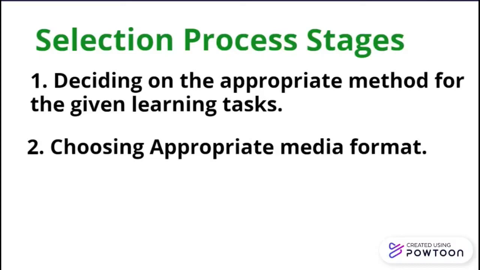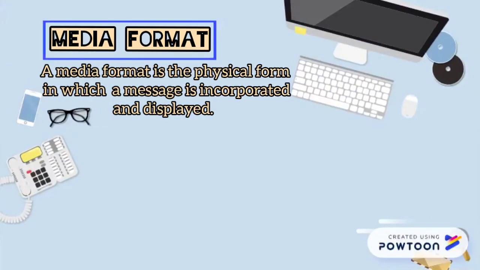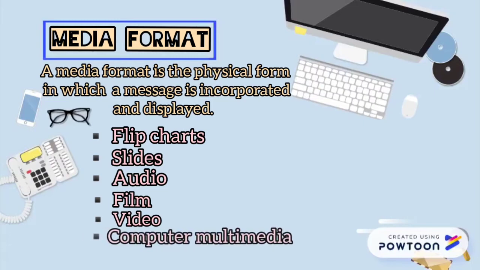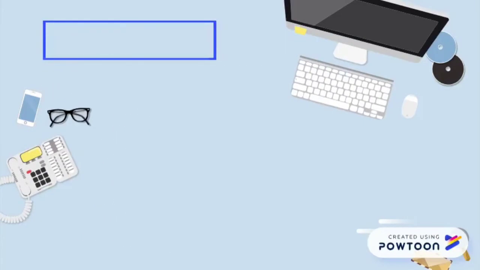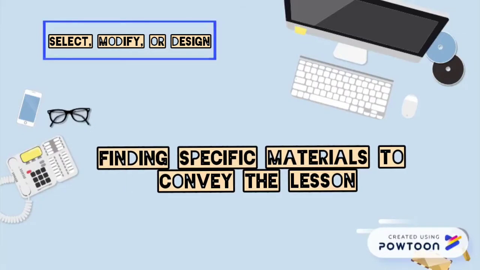So number 2, choosing an appropriate media format and selecting, modifying, or designing the specific materials within the format. A media format is the physical form in which a message is incorporated and displayed. Media formats include, for example, flip charts, slides, audio, film, video, and computer multimedia. So we already talked about the media format and its examples. Once you have decided what media format suits your objective, the next thing that you should consider is finding specific materials to convey the lessons.